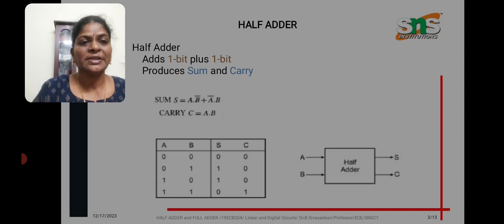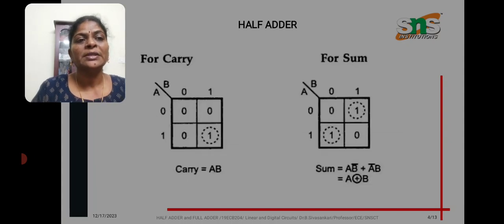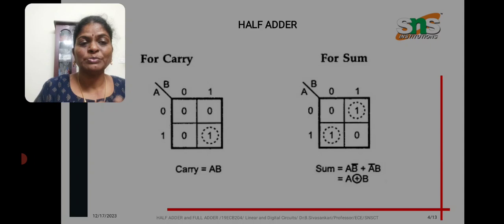We need to plot the K-map. The K-map is plotted for the outputs alone, that is your sum and carry, by using your inputs. Here we need to plot a K-map separately for both carry and sum. Both sum and carry are outputs, so we need to plot a K-map separately for sum and carry.